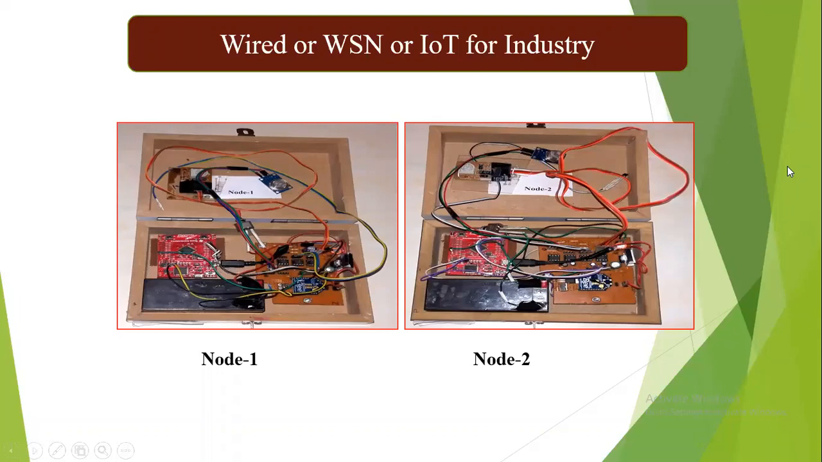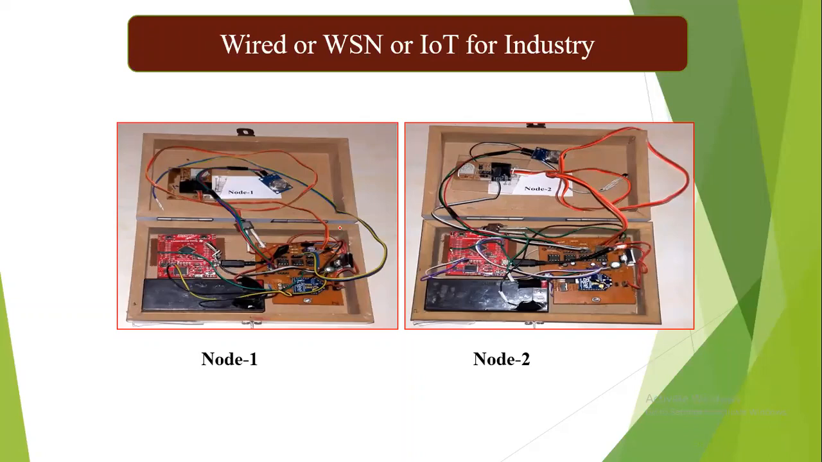Okay. So presently, in the industry, as far as India is concerned, some companies are using wired networks. Some companies are implementing WSN, and some are also going for IoT. So I will discuss here what the wired network options, the WSN options, and IoT are. WSN means wireless sensor network.